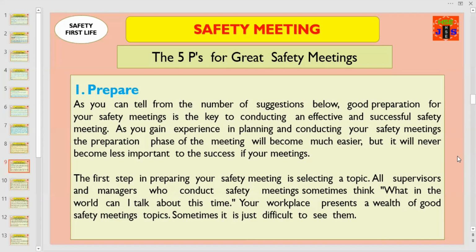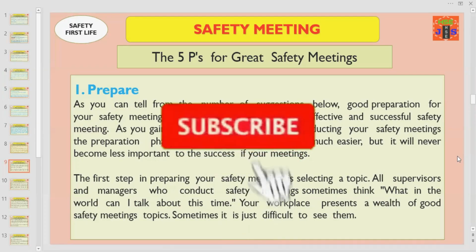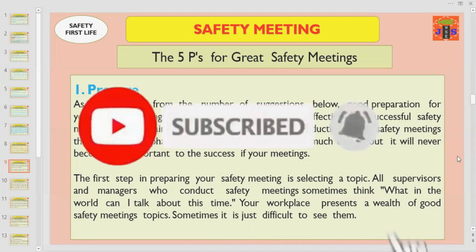The first step in preparing your safety meeting is selecting a topic. All supervisors, engineers, and managers who conduct safety meetings sometimes think, what in the world can I talk about this time? Your workplace presents a wealth of good safety meeting topics. There are a lot of good practices, potential hazards, and potential near misses. So, this all can be part of your safety meeting agenda.